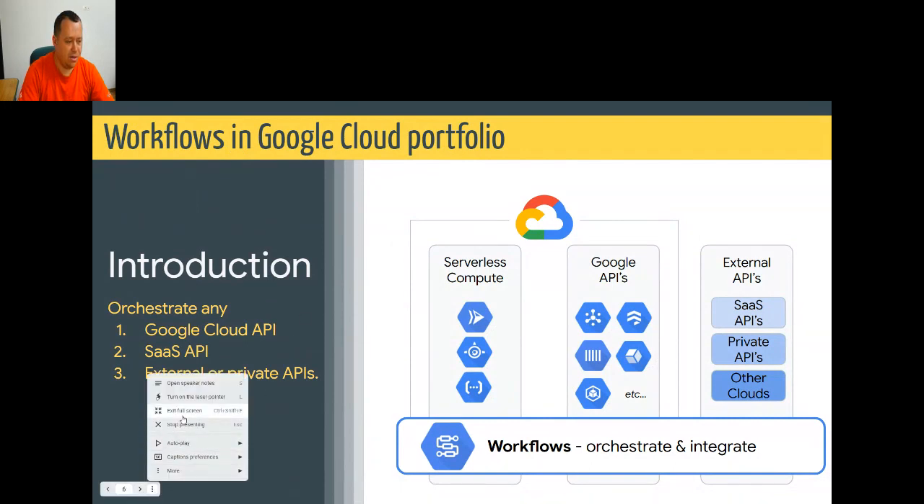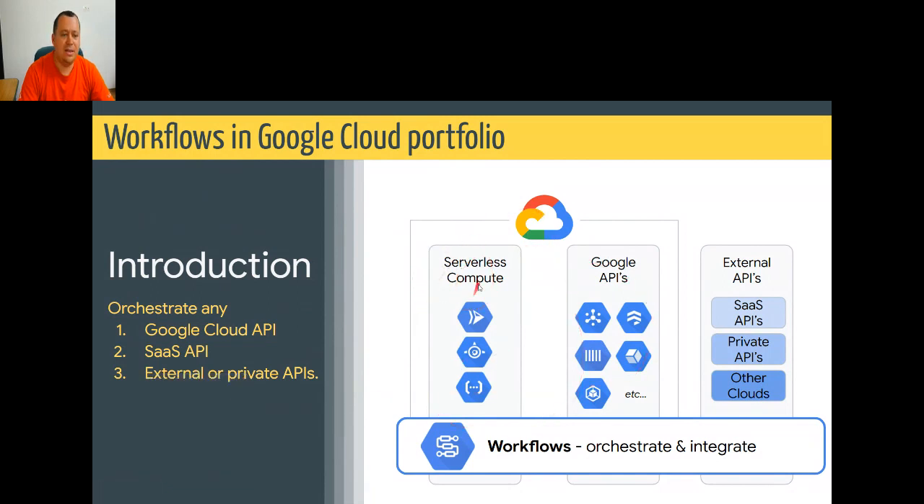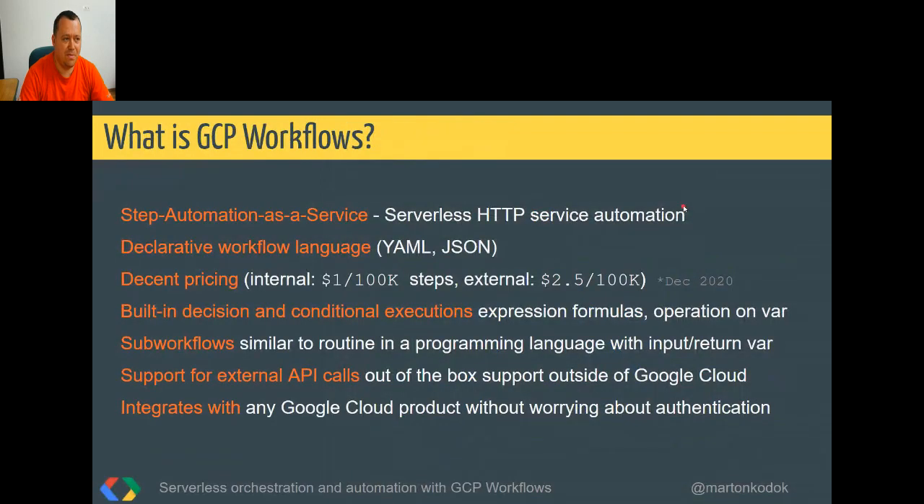Let me turn on the pointer. So it sits on top of the serverless and connects APIs and external APIs as well. It's very important to understand that it connects everything which is, let's say, HTTP based. And it's very helpful in order to actually connect everything on the internet, which runs on HTTP. So what is GCP workflow?